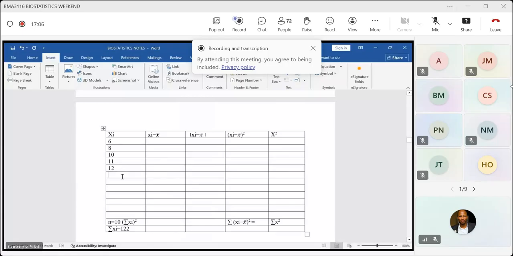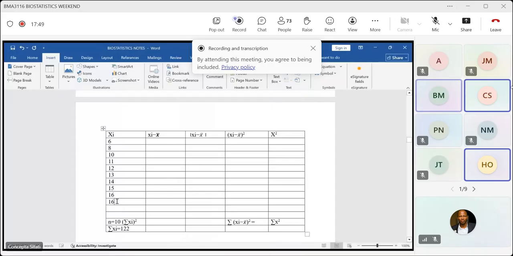Then 13, 14, 15, 16, then 17. How many 15s do you have? There's 16 after 15. So this is 16, and after this is 17.